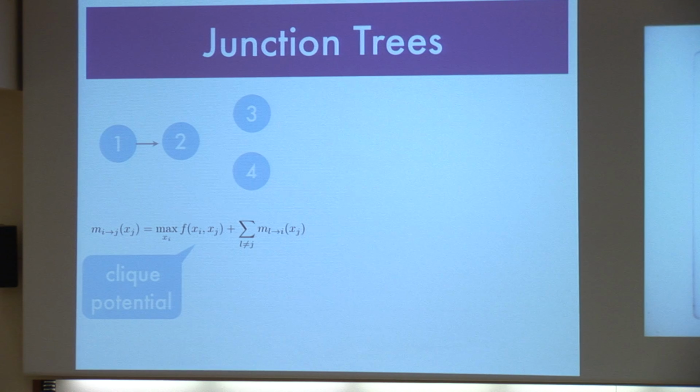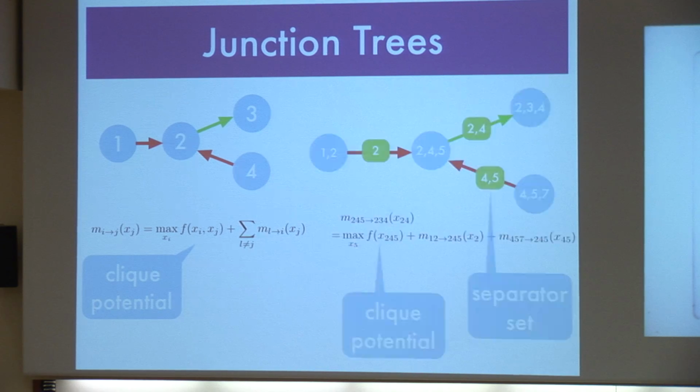And for junction trees, you get the same thing here. You have your clique potential, and you just work your way through. And it should actually show the next slide. Yeah, it does. So in general, you have those separator sets, and now you again just take maxes and sums where you had sums and multiplications before.